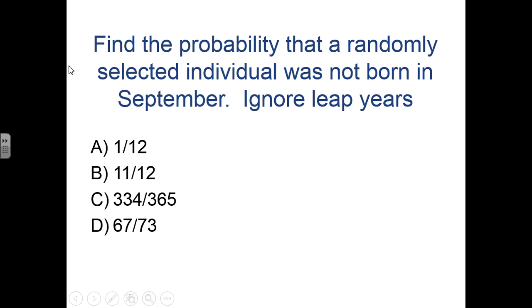So now, find the probability that a randomly selected individual was not born in September. Ignore leap years, and pause the lecture for just a minute and answer this question. So there, 67 divided by 73 is the probability that they were not born in September, which means all the other days out of the year that were not September, so 334 days that were not September.